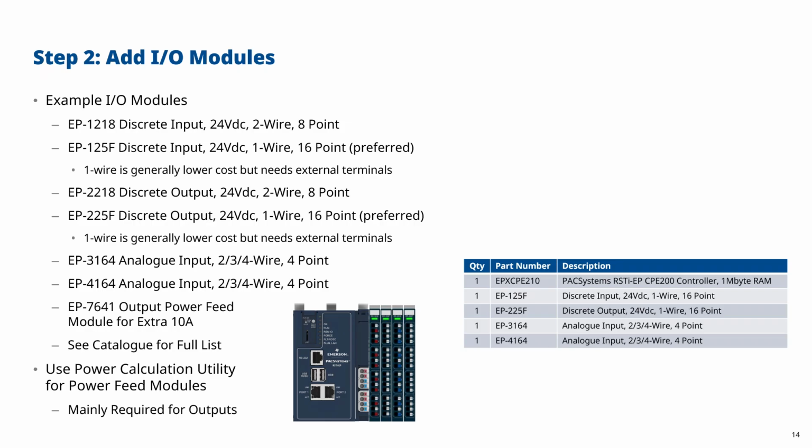So example modules include the EP1218, which is a discrete input at 24 volts, and that supports 2-wire connection for up to 8 points. 2 wires is good because it means you don't need any other terminal points, but many users don't like wiring directly to the I/O. They prefer to wire to intervening I/O, so having that 2 wires isn't necessarily very helpful. So for many applications, we would start with the EP125F, which is the same discrete input, 24 volt DC, but now we have one wire for each termination, and then there would be a common which would be wired via your extra terminals.